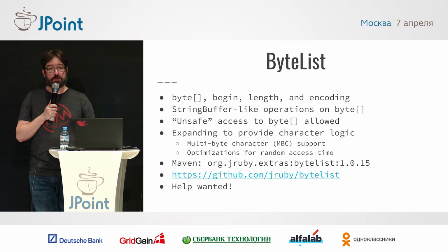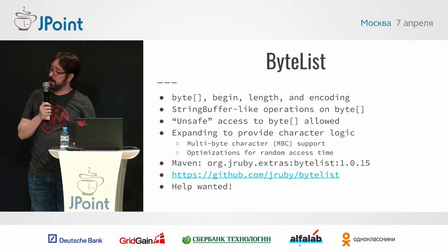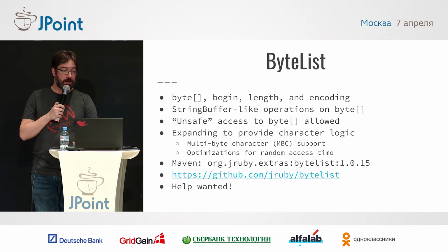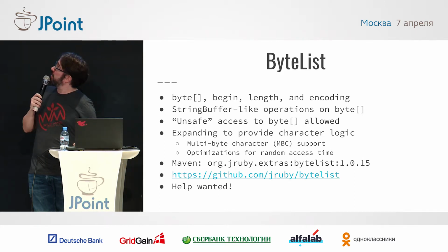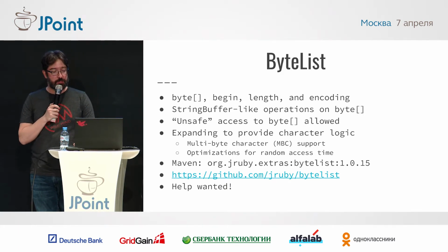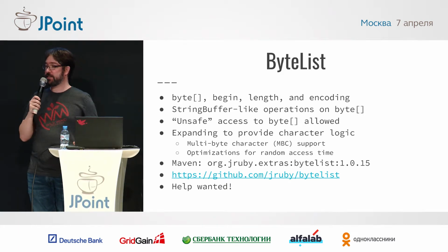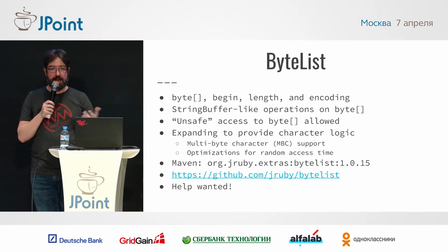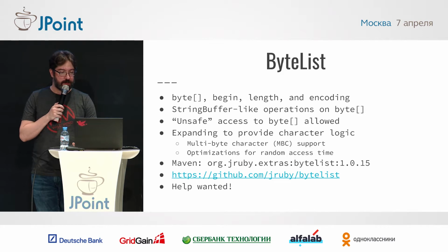We are expanding this to also include all of the character logic from the other libraries I'll show. So ideally, in the future, you could just pull in a byte list, wrap it around your byte array, and be able to walk all the characters. But the other libraries that I have here will give a little bit more examples of doing that directly. Help wanted here. There is a URL for the GitHub project, under jruby/bytelist. And if you're interested in having a string buffer for byte arrays, help us clean up this API, see if we can make it look a little bit better.